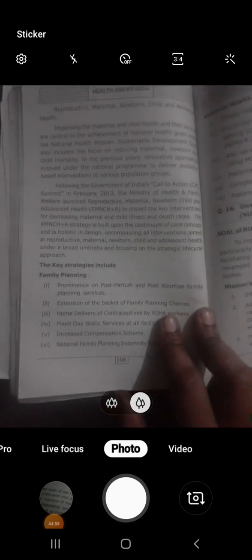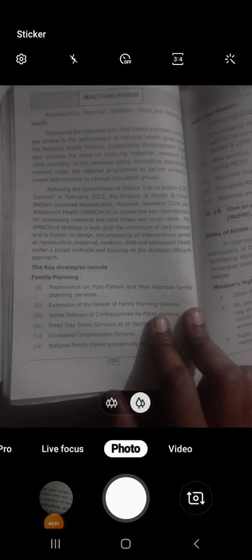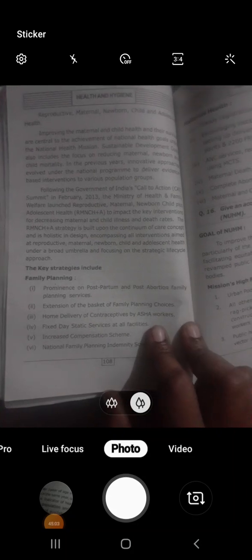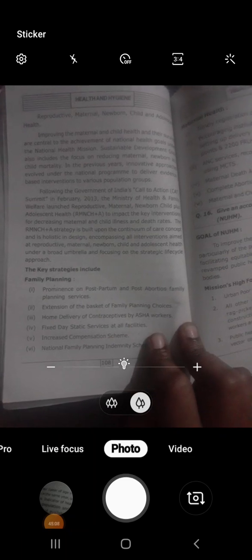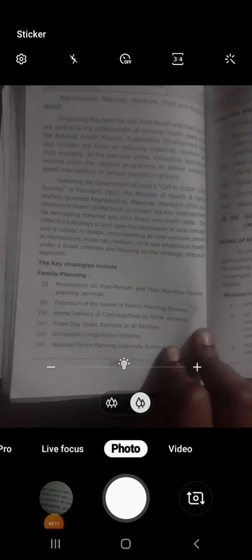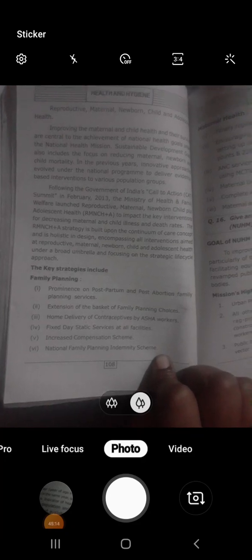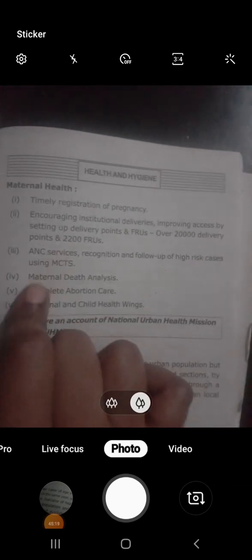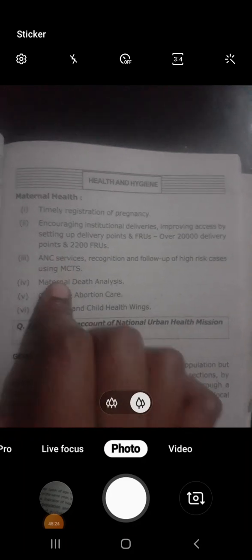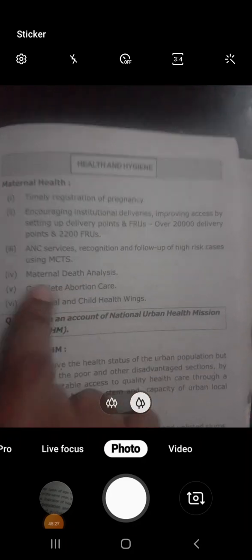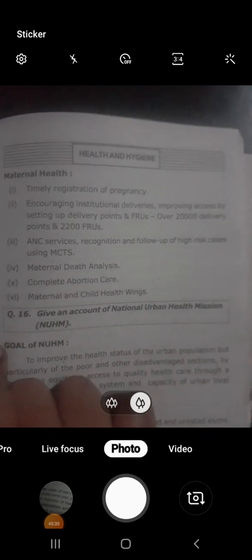We can take the key strategies. It includes postpartum and post-abortion family planning services, a basket of family planning choices, contraceptives by ASHA workers, fixed day static services at all facilities, increased compensation scheme, and the national family planning indemnity scheme. So this all will come. Coming to maternal health: timely registration of pregnancy, encouraging institutional deliveries, improving access to ANC services, maternal death analysis, complete abortion care, and maternal and child health wings.